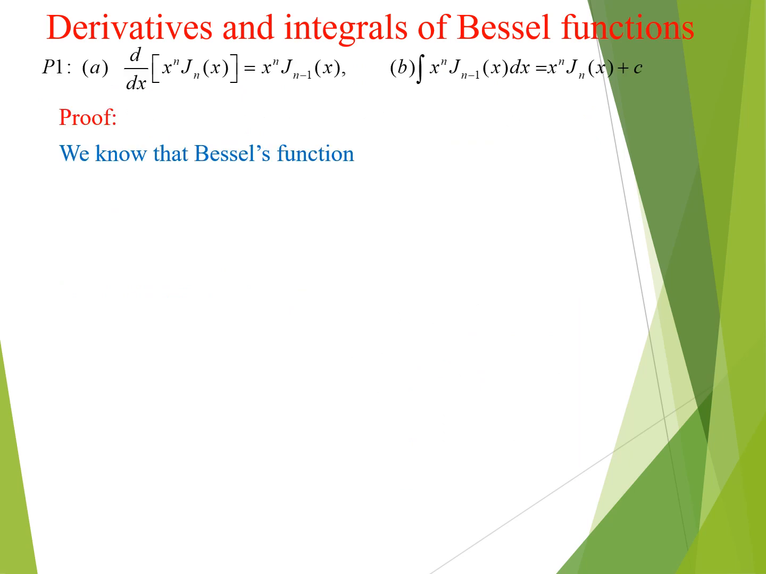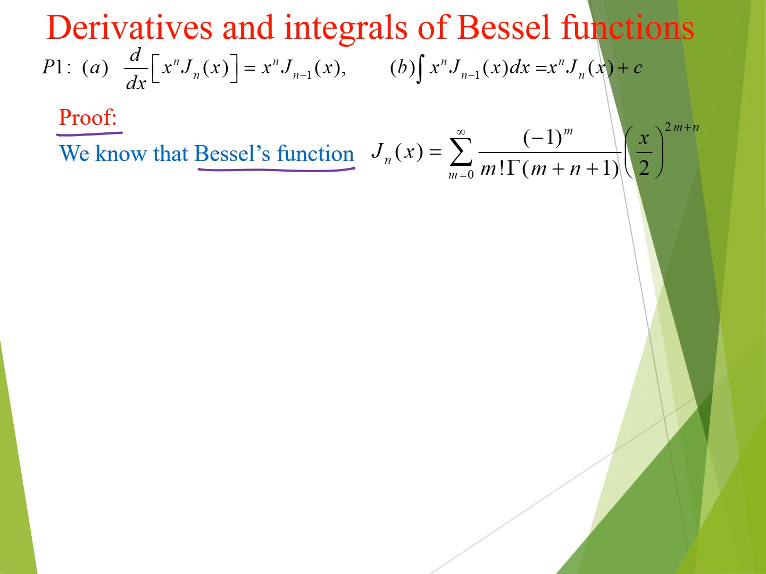Now to prove these, we know that the Bessel's function J_n(x) is equal to summation m from 0 to infinity of (-1)^m upon factorial m and gamma(m plus n plus 1), or we can say factorial of (m plus n), into x^(2m+n) upon 2^(2m+n).